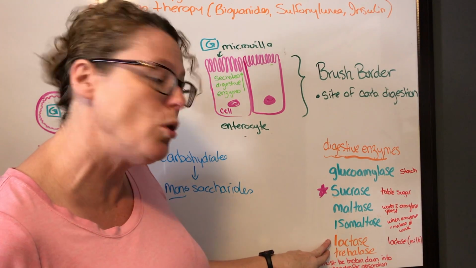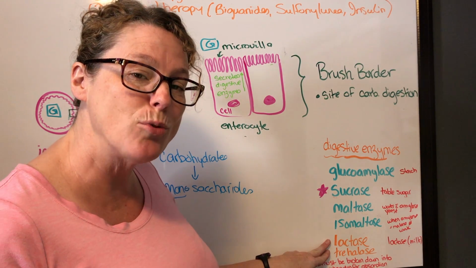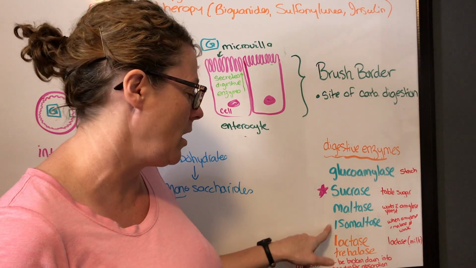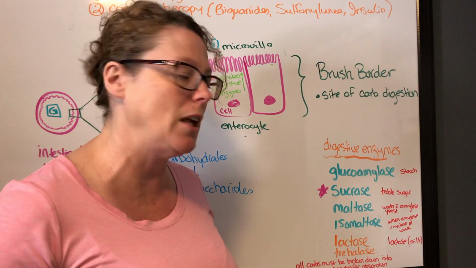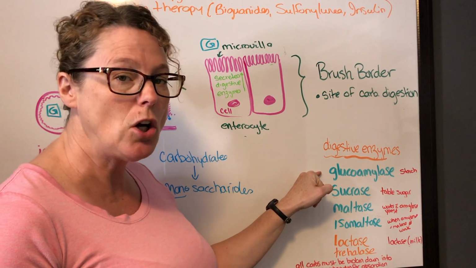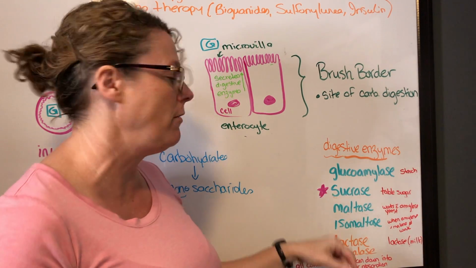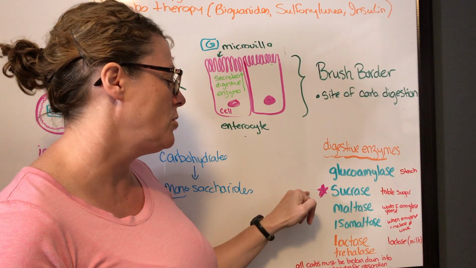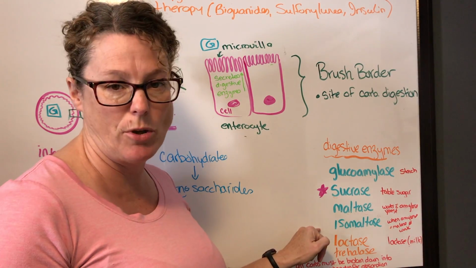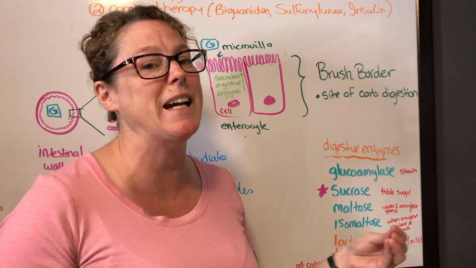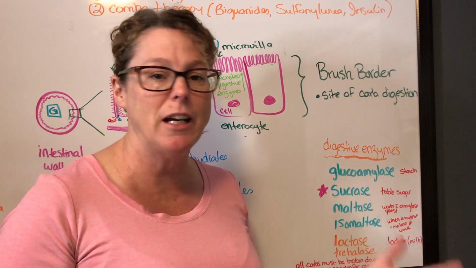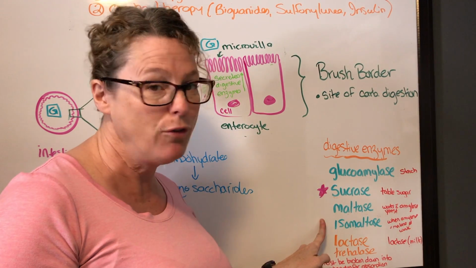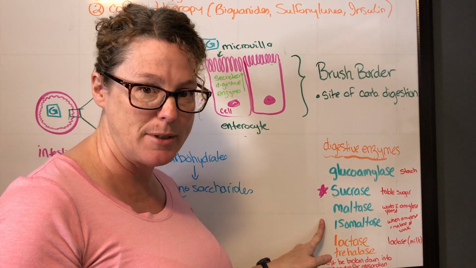These ones are in orange because the drug we're talking about does not impact these ones or other digestive enzymes. It specifically is targeting, in this order of preference, glucoamylase, sucrase, maltase, and isomaltase. So this alpha-glucosidase inhibitor is selective for these particular four digestive enzymes.